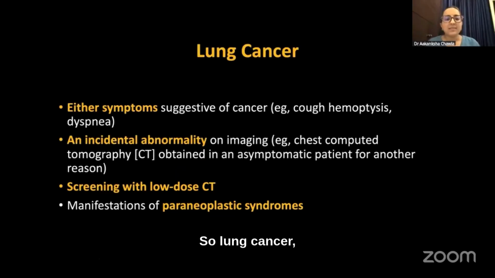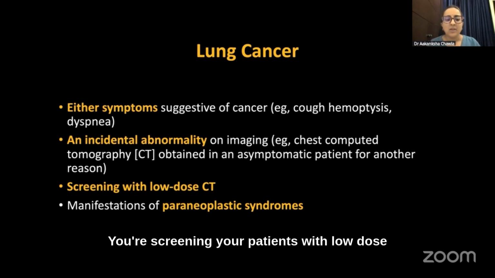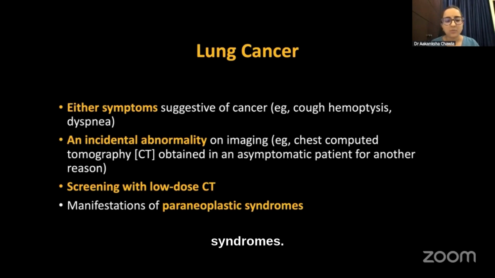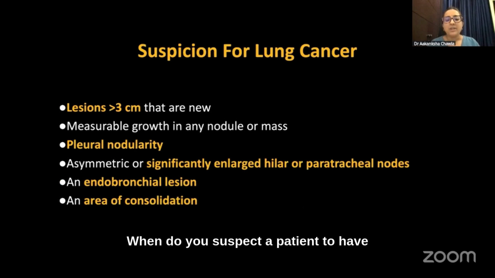So lung cancer, let's understand how it presents. It can present with the patient being symptomatic. You've done a scan for something else, and you find a lung mass as an incidental abnormality. You're screening your patients with low dose CT and can also have paraneoplastic syndromes. When do you suspect a patient to have lung cancer?